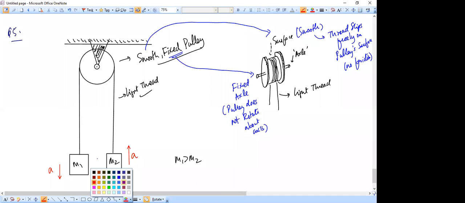So it has a tension everywhere in the thread. Because it's a light thread, remember we discussed, there'll be uniform tension throughout. Light means that we can consider it to be massless. Its mass is negligible. So this is the explanation of what is the meaning of smooth fixed pulley.